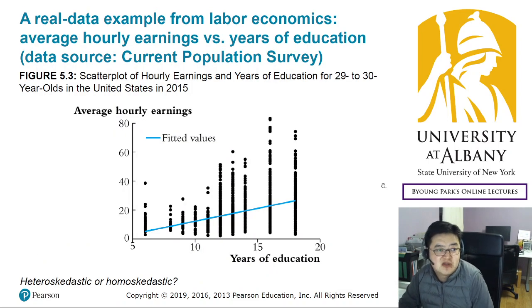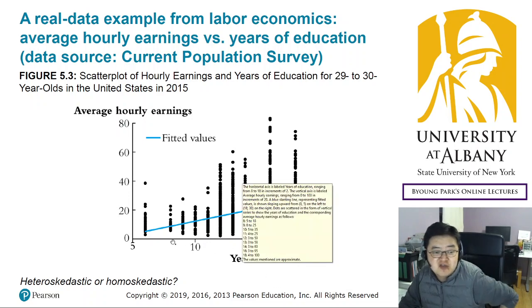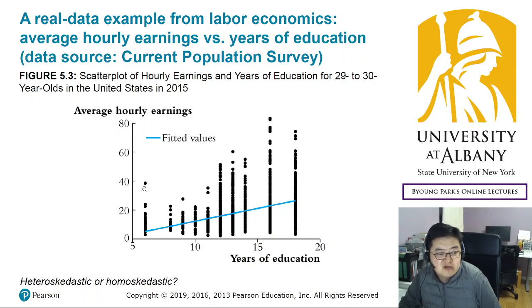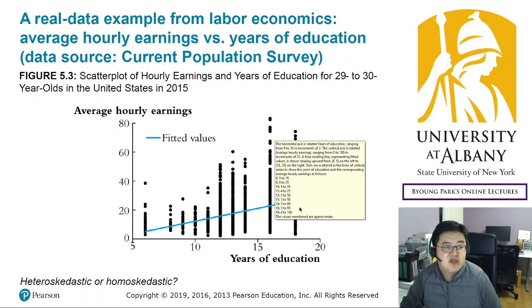So here is another example. It's a better and clearer example. Think about years of education and earnings. As you become more educated, your hourly earnings will increase. So these guys finished only elementary school, and 12 years is completion of high school, and 16 years is completion of college. And more than that is maybe a master's degree, something like that.